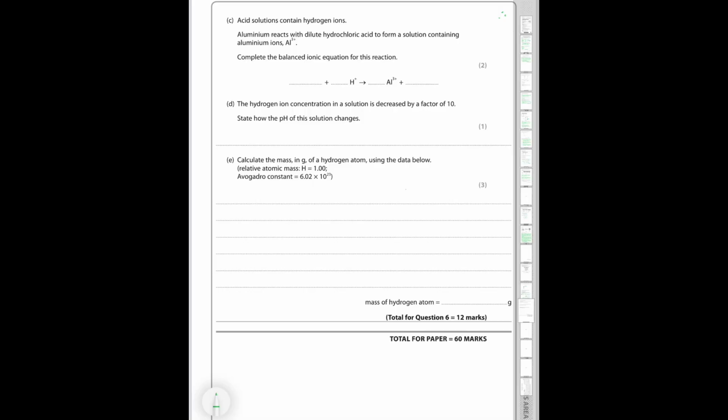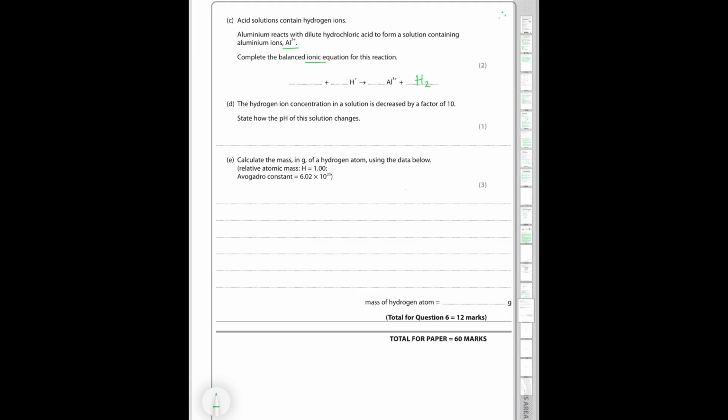So in this question, acid solutions contain hydrogen ions. Aluminium reacts with dilute hydrochloric acid to form a solution containing aluminium ions Al3+. Complete the balanced ionic equation for the reaction. So if we've started with Al3+, and we know we're going to have hydrogen gas formed at the end, we know that the amount of hydrogen ions that we started with have to be a multiple of 2.